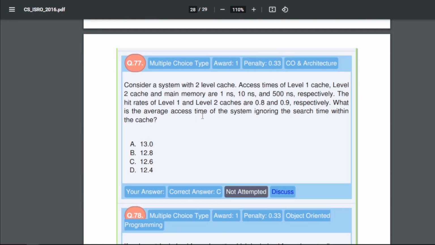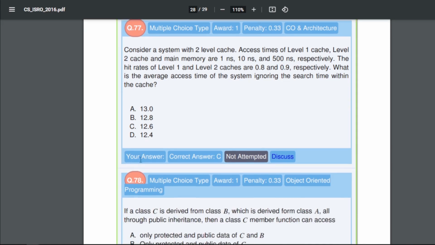Question 77: consider a system with a two level cache. Access times of level 1 cache, level 2 cache and main memory are 1 nanosecond, 10 nanoseconds and 500 nanoseconds respectively. The hit rates of level 1 and level 2 caches are 0.8 and 0.9 respectively. What is the average access time of the system, ignoring the search time within the cache? Our answer will be C, that is 12.6. You can also solve this and get the answer on your own.